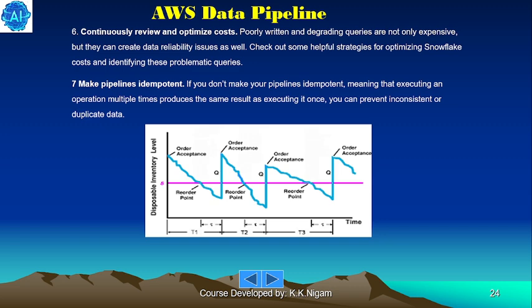Make pipelines idempotent. If you don't make your pipelines idempotent, meaning that executing an operation multiple times produces the same result as executing it once, they can prevent inconsistent or duplicate data.